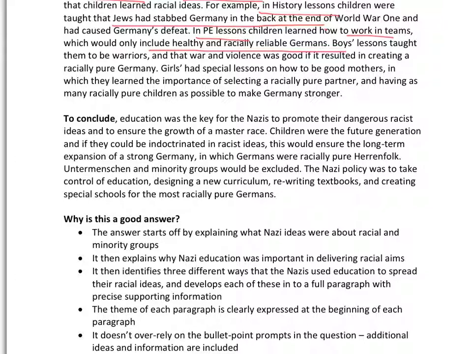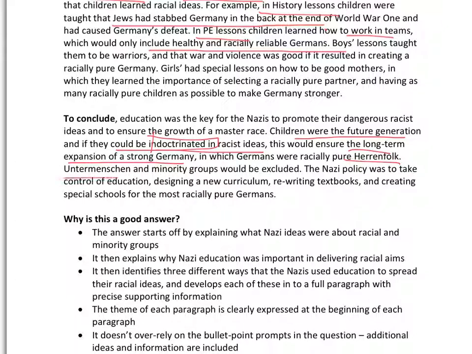Education was the key for the Nazis to promote their dangerous racist ideas and to ensure the growth of a master race. Children were the future. If they could be indoctrinated, there's a key word, indoctrination, in racial ideas, this would ensure the long-term expansion of a strong Germany. Again, good historical words like long-term are important, in which Germans were racially pure.